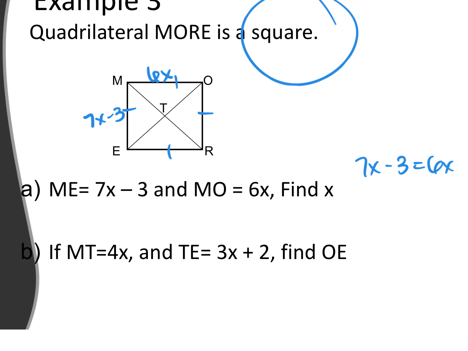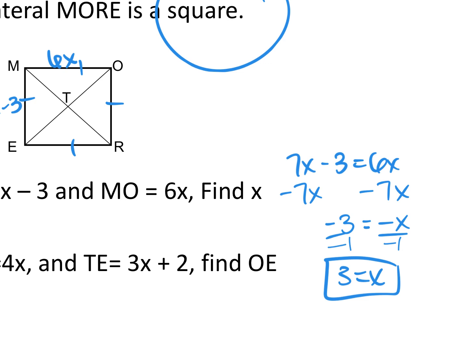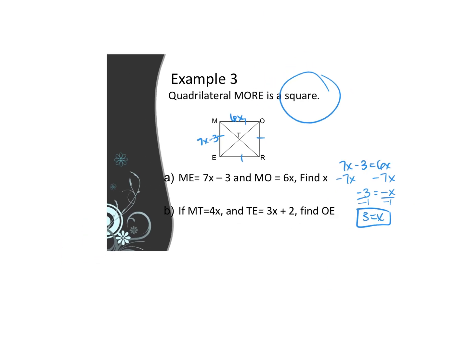Okay, someone walk me through solving it. Diana, go for it. 7x minus 3 equals 6x. Subtract 7x from both sides. It'll be negative 3 equals negative x. You cancel out negatives and x equals 3. Yep, divide by negative 1, divide by negative 1, 3 equals x. Very good, Diana. Give it up for Diana. Oh, yeah. Woo! Okay. x equals 3 is the right answer.